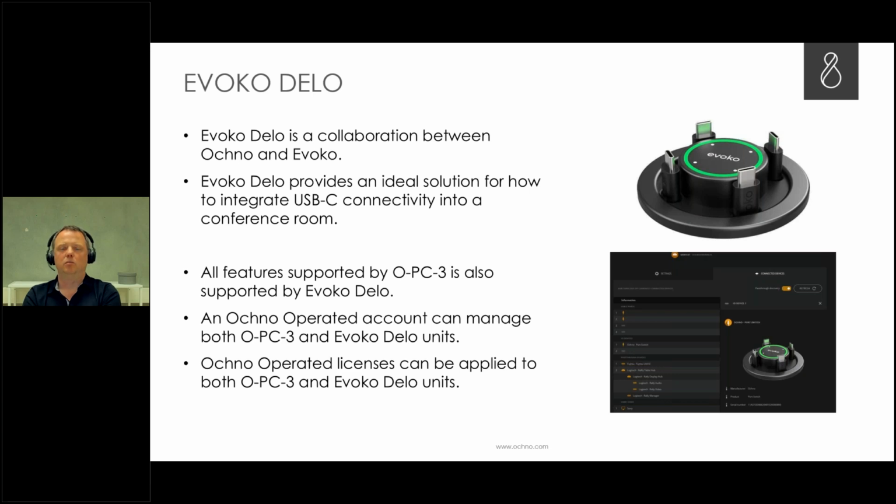It is bundled with the OPC3 single I mentioned before. On OPC3, it is optional, the full feature version. But for those features that we talked about here, the dynamic MTR switching, topology management, etc., everything that has to do with cloud connectivity, you need the Ochno Operated license for that one.